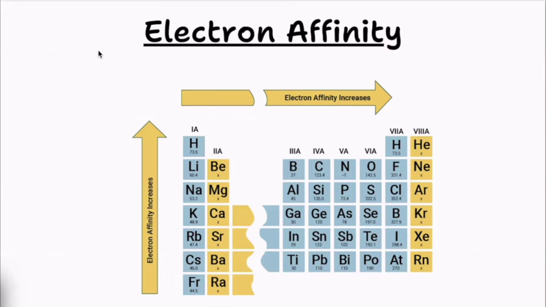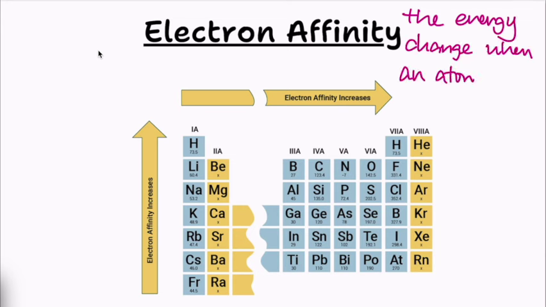Next is electron affinity. Electron affinity and ionization energy are a pair of opposite terms. Ionization energy is the amount of energy required to remove an electron. Then electron affinity is the energy change that occurs when an atom gains an electron.